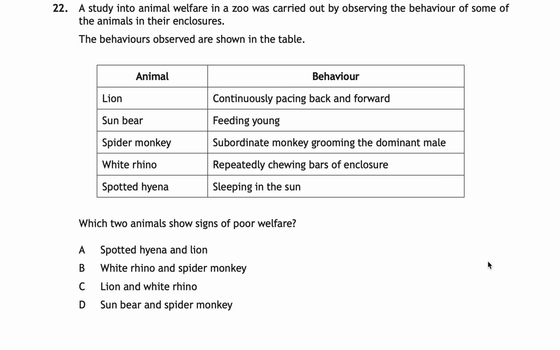So the answer to question 22 is C, the lion and the white rhino. Pacing back and forward is a sign of poor welfare, so we should be getting concerned about that lion. The sun bear and the spider monkeys, though, are just showing entirely normal behaviour, as is the spotted hyena. Sleeping in the sun is not an indicator of poor welfare. However, that white rhino repeatedly chewing on bars is a sign of poor welfare, so both the lion and the rhino are showing these signs. Answer C.